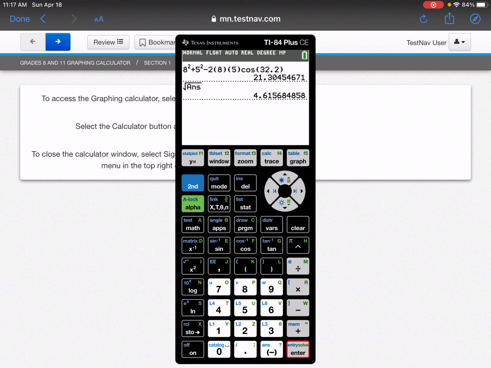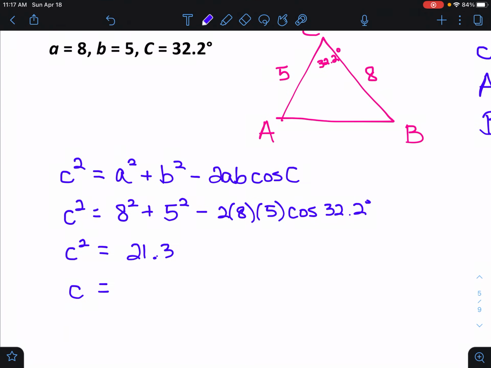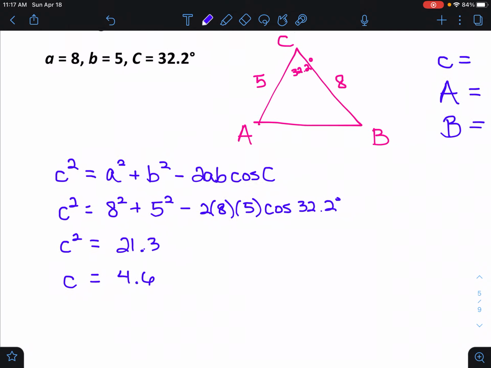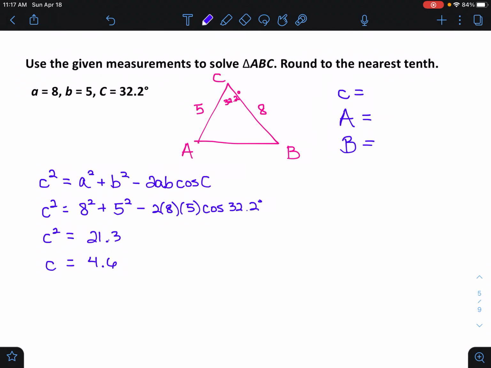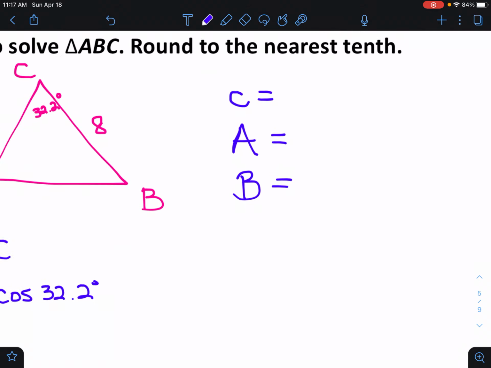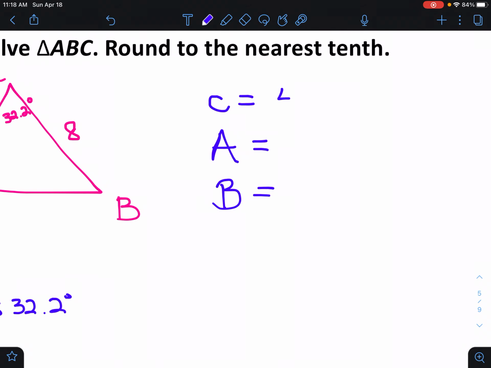So we're going to use that strategy a couple times today. 4.6 is rounded to the nearest tenth, which is what I'm supposed to do. I've just used the law of cosines, and so this answer here is 4.6.